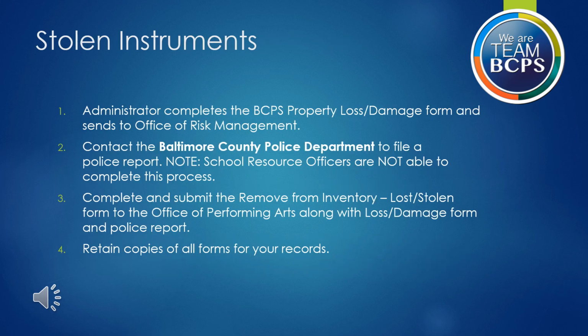The policy for stolen instruments is identical to that of a lost instrument. First, the administrator completes the BCPS Property Loss Damage form and sends it to the Office of Risk Management. They then contact the Baltimore County Police Department to file a police report. Note here again that school resource officers are not able to complete this process. They then complete and submit the Remove from Inventory Lost/Stolen form to the Office of Performing Arts along with the loss damage form and police report.